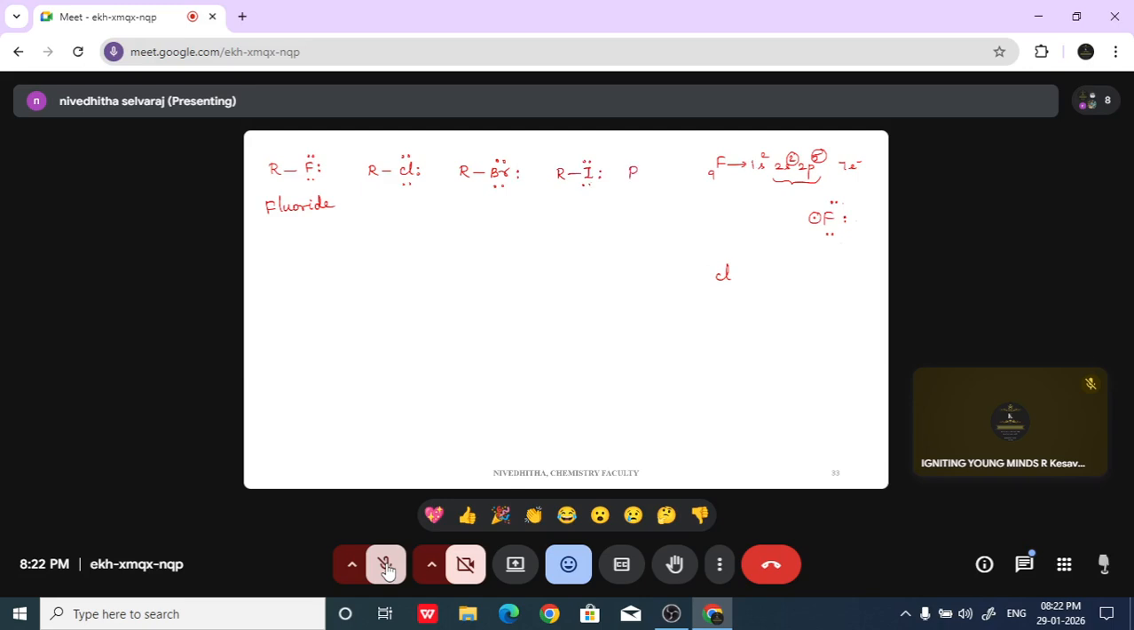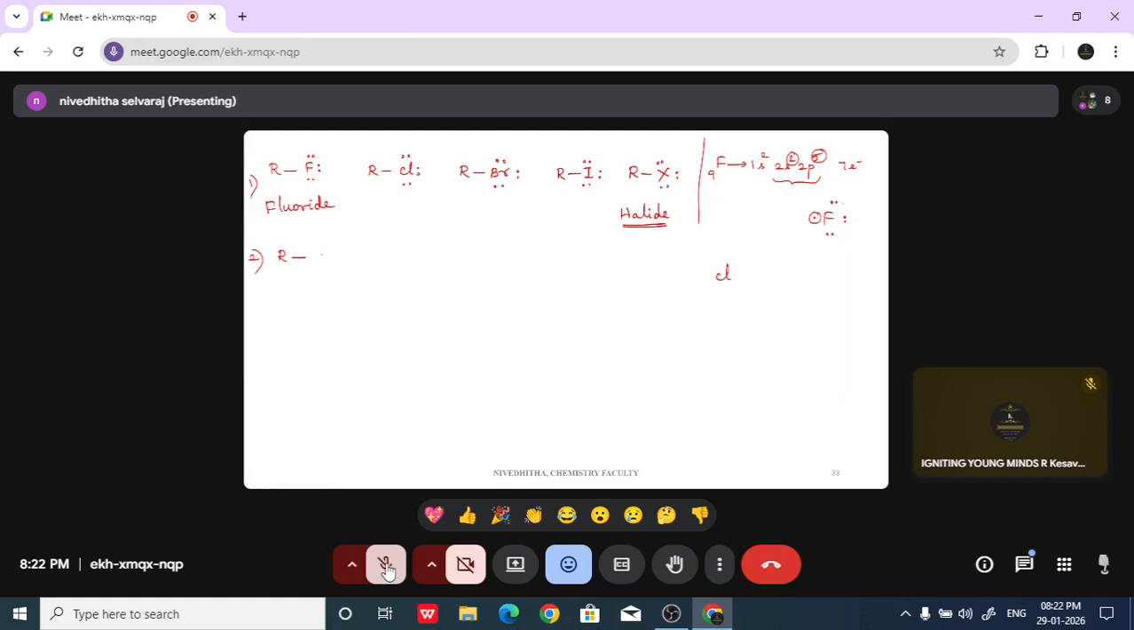Generally, this can be expressed as halide. So this is the functional group. This is the first functional group, which is halide. Okay. Next functional group, I have an alkyl group.